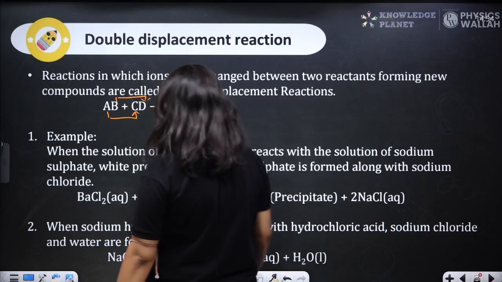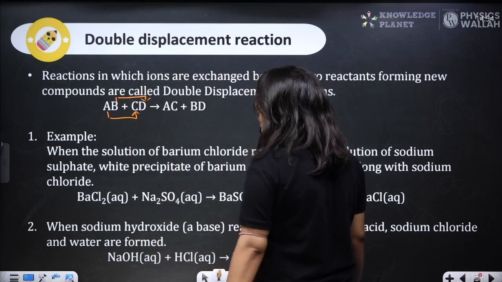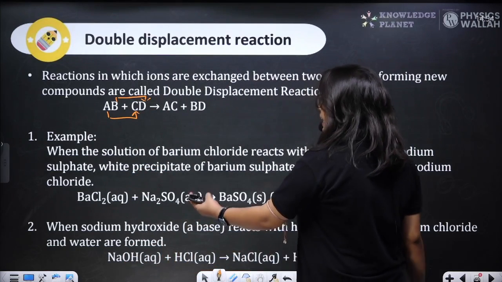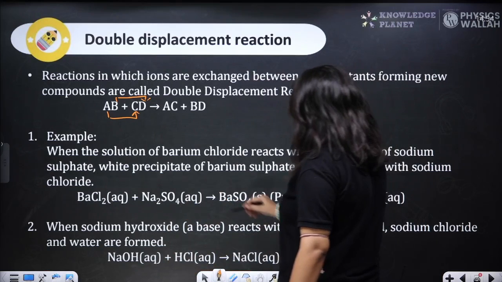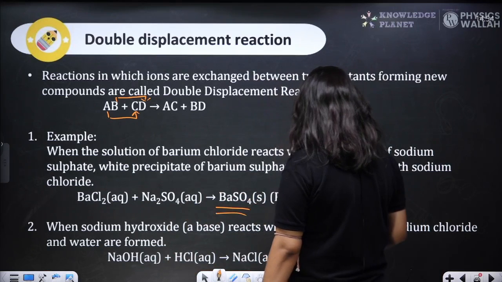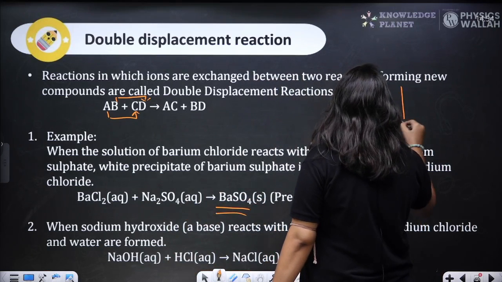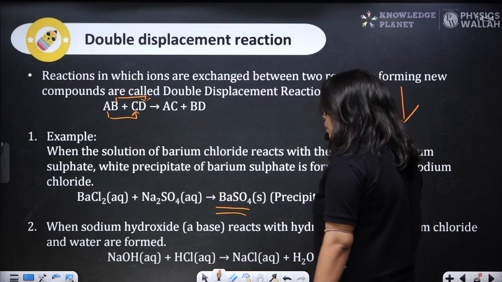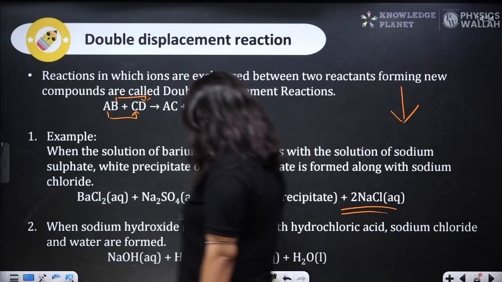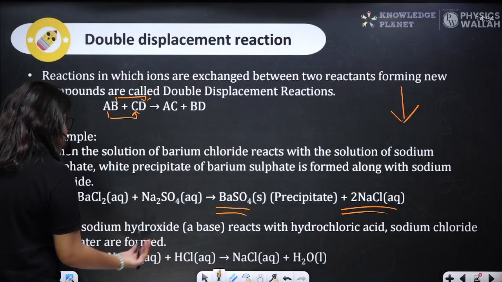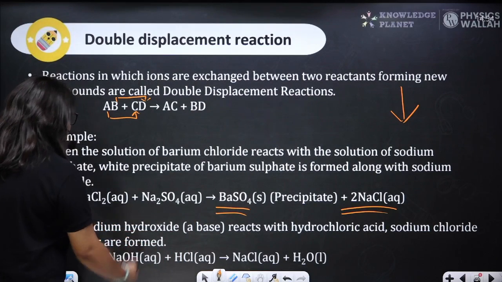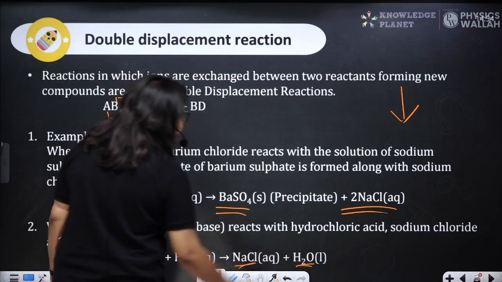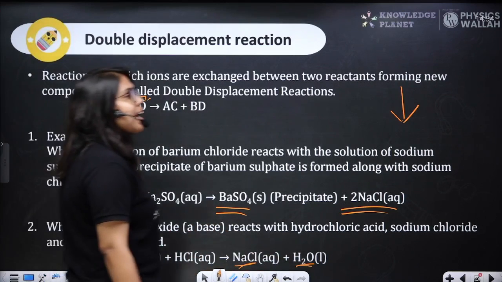interacting with D. The example that you can see is barium chloride interacting with sodium sulfate to give rise to barium sulfate, which is a precipitate, and precipitate can also be indicated with a downward arrow, along with the formation of sodium chloride. Another example is when a base reacts with an acid, NaOH reacting with HCl, we get NaCl and water. So what do you understand over here?